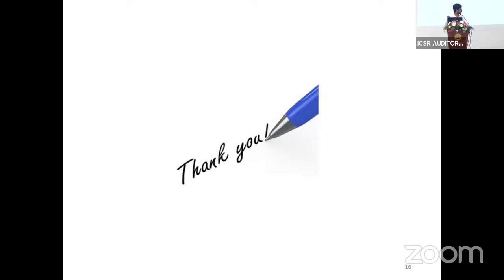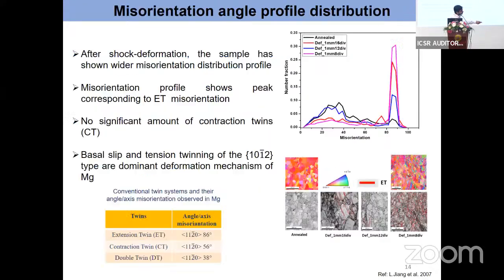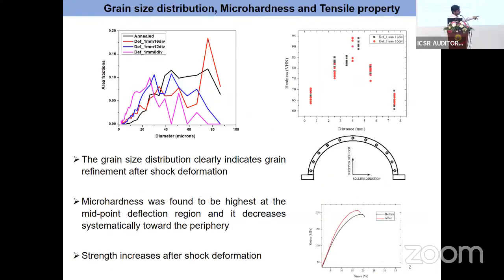Yes, sir. Conclusion slide. Strength increases after shock deformation of pure magnesium. What does it mean? Strength increases when? The last but one. Strength increases after shock deformation of pure magnesium. In the last plot, the red one is the sample after shock deformation, and the black one is before shock. By this we can clearly see that the strength of magnesium increases after shock deformation.